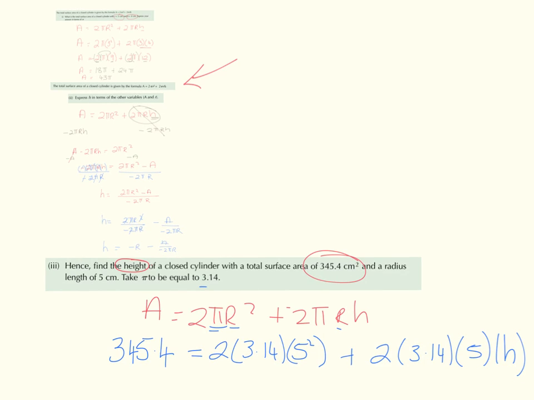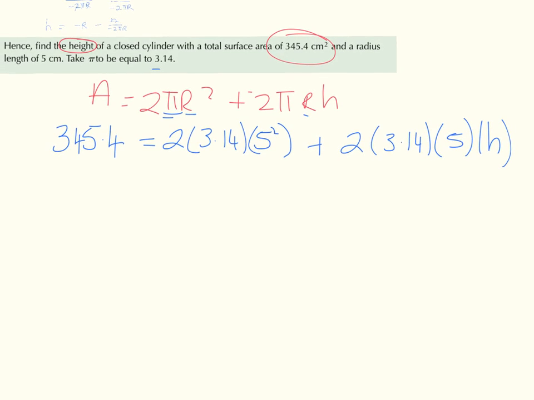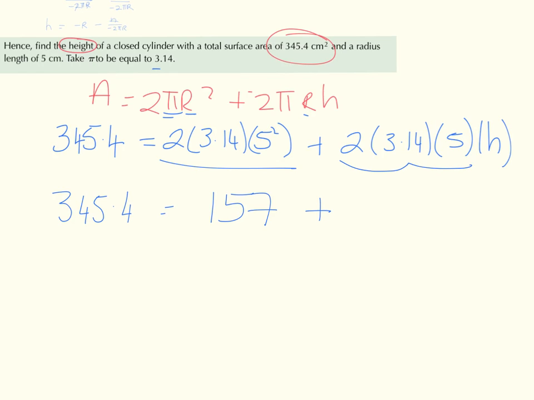So we can use our calculators for the bulk of all of this. So again, on this side here, I'm going to have just 345.4. But if I type this into my calculator, I should get 157 plus, and I'm going to type in these three numbers here. So 2 by 3.14 by 5. And I'm getting 31.4 times h, which is 31.4h.